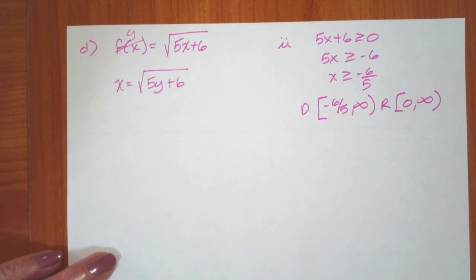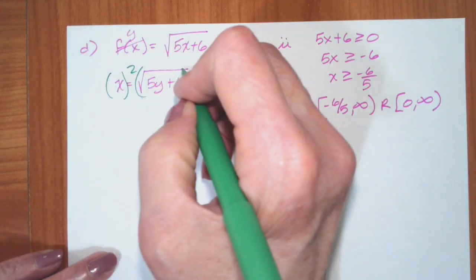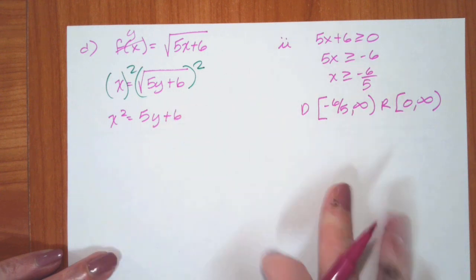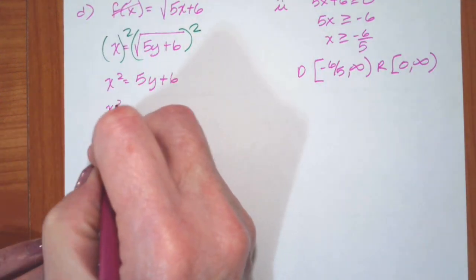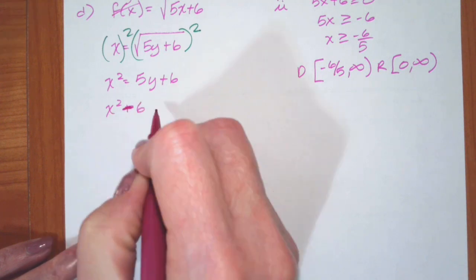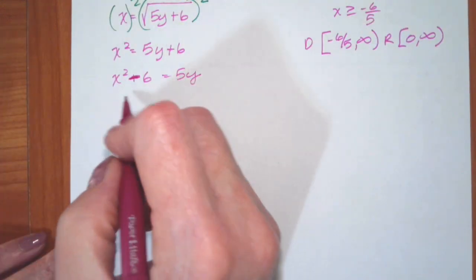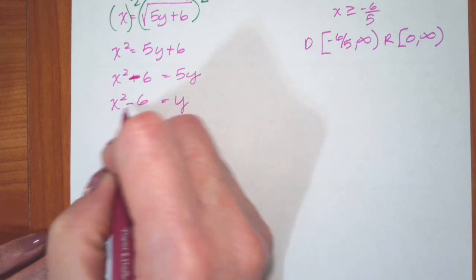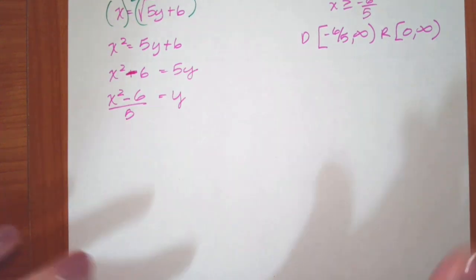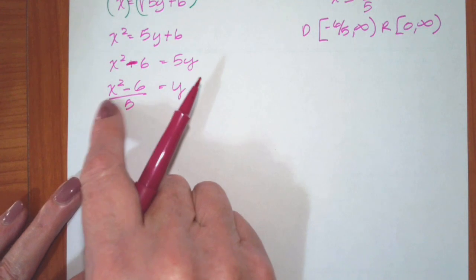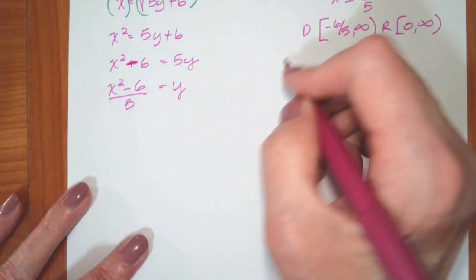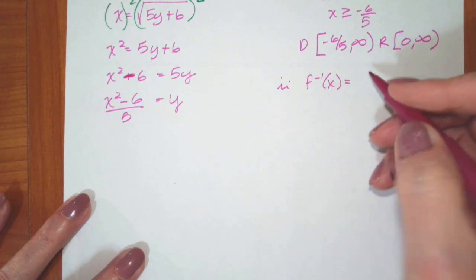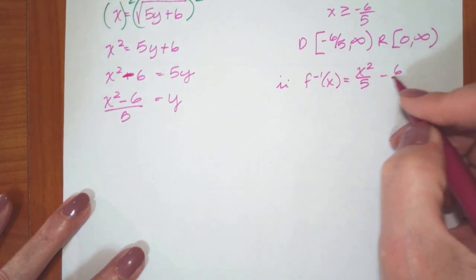To get it out from under the square root, I square both sides. So x squared is equal to 5y plus 6. Subtract 6, and I get x squared minus 6 is equal to 5y. And that gives me, finally, that y is equal to x squared minus 6 over 5. Now, I can also write this as, and that's part one, f inverse of x is equal to x squared over 5 minus 6 over 5.